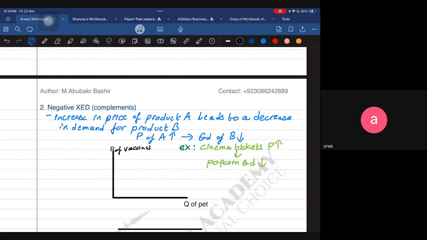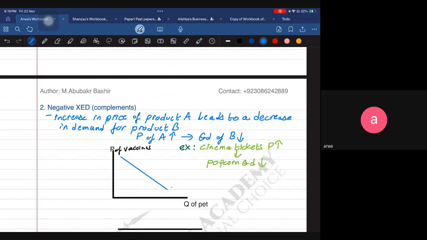So for this one, if there's an increase in price of one variable, then it is going to be downward sloping, right? Always just try to remember this. Negative relation, downward. Positive relation, upward. Always remember this so that you can answer it without even thinking too much about it.